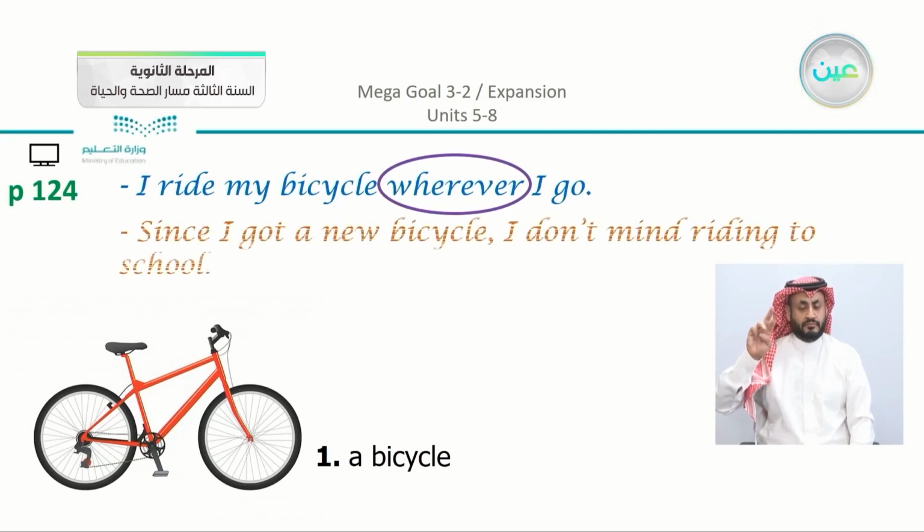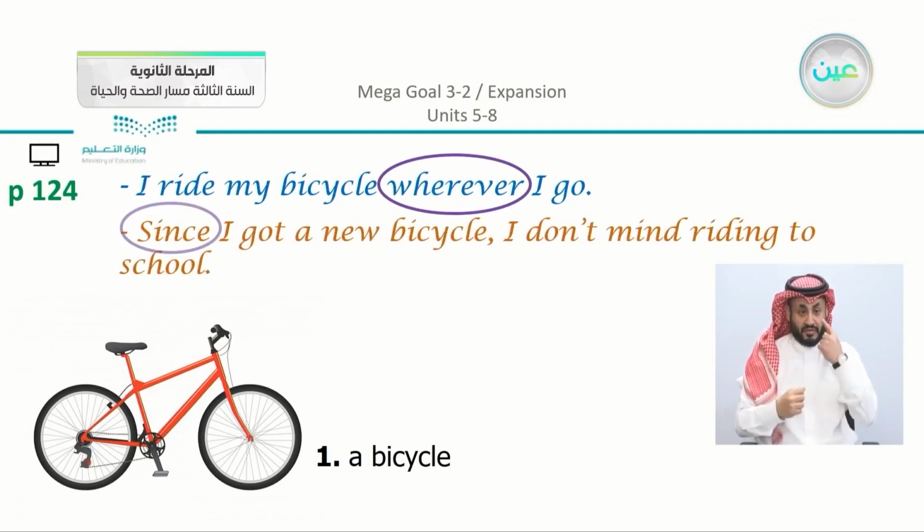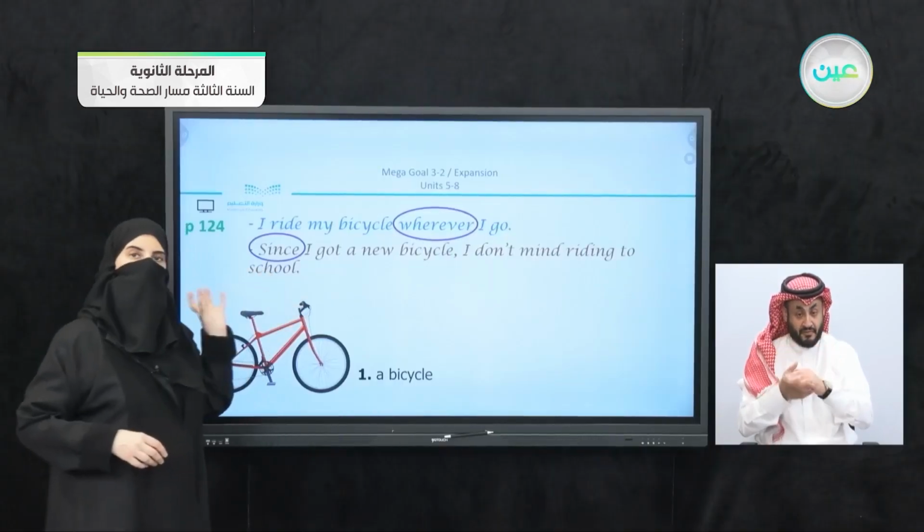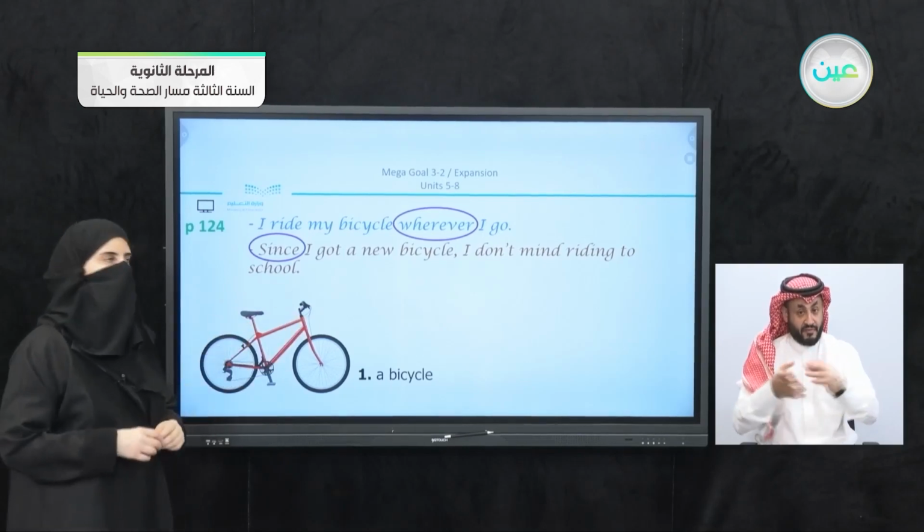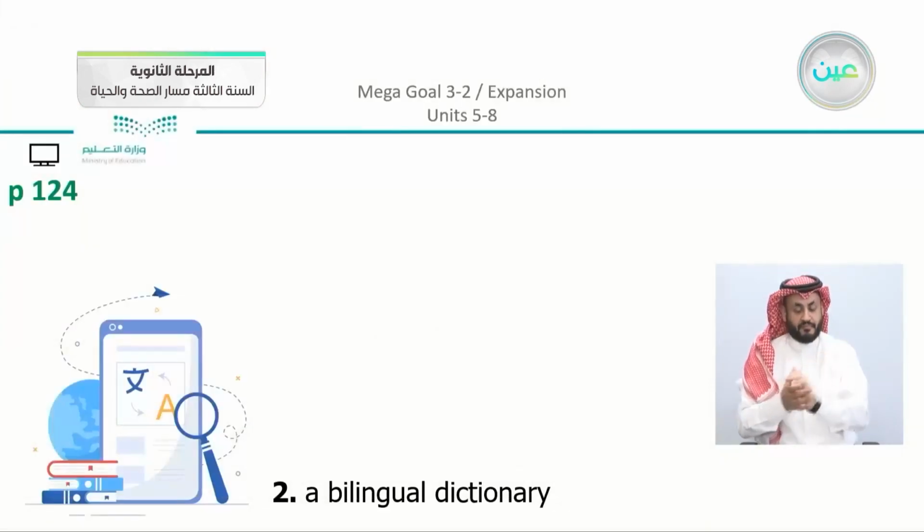Number 2, since I got a new bicycle, I don't mind riding to school. Now you can notice that when I use the conjunction at the very beginning, I put the comma that we have here in the sentence.